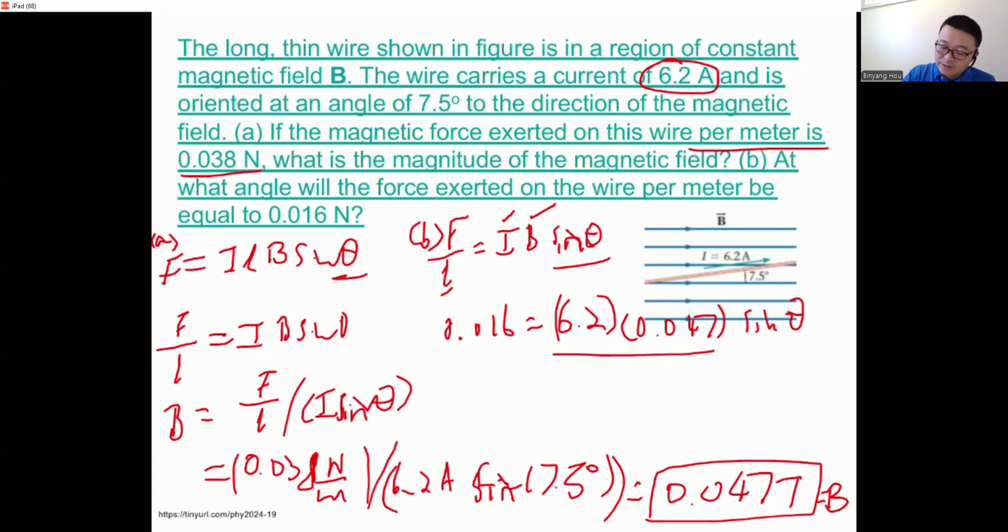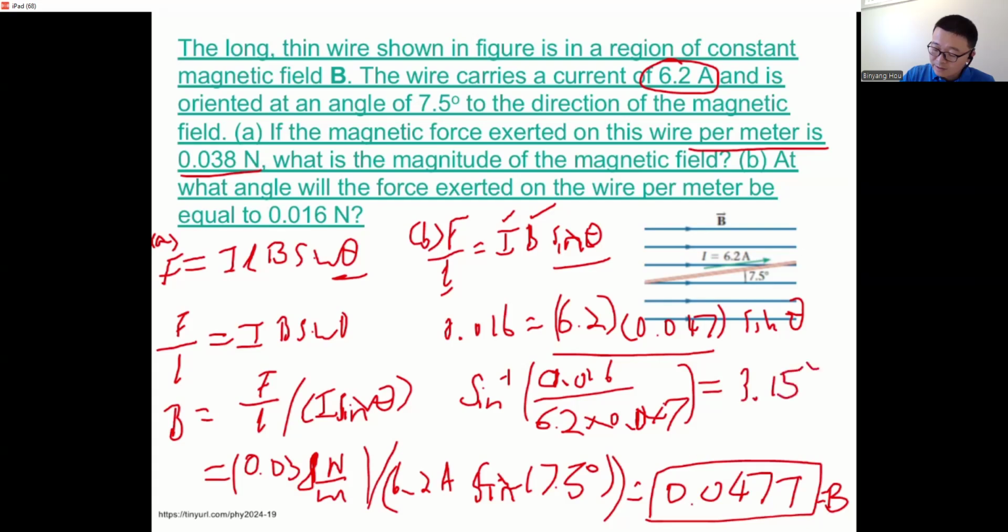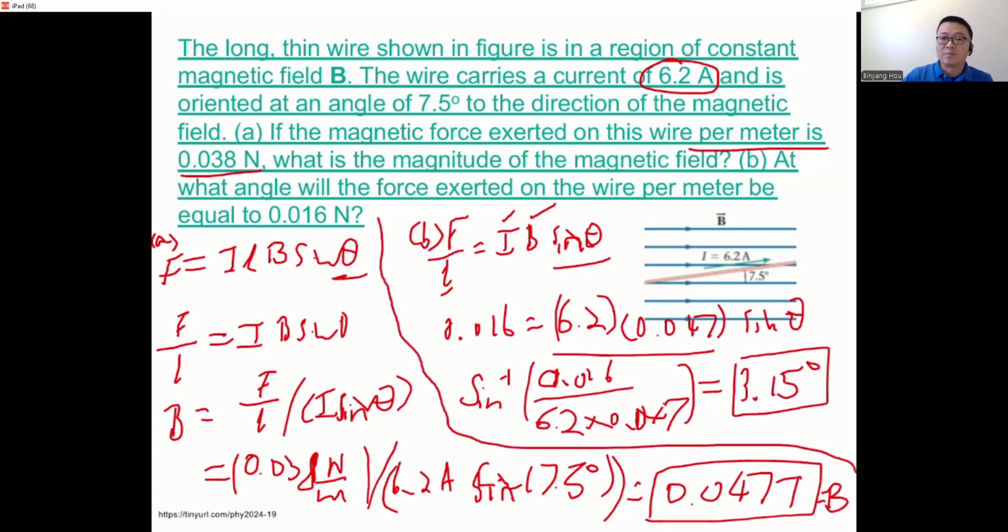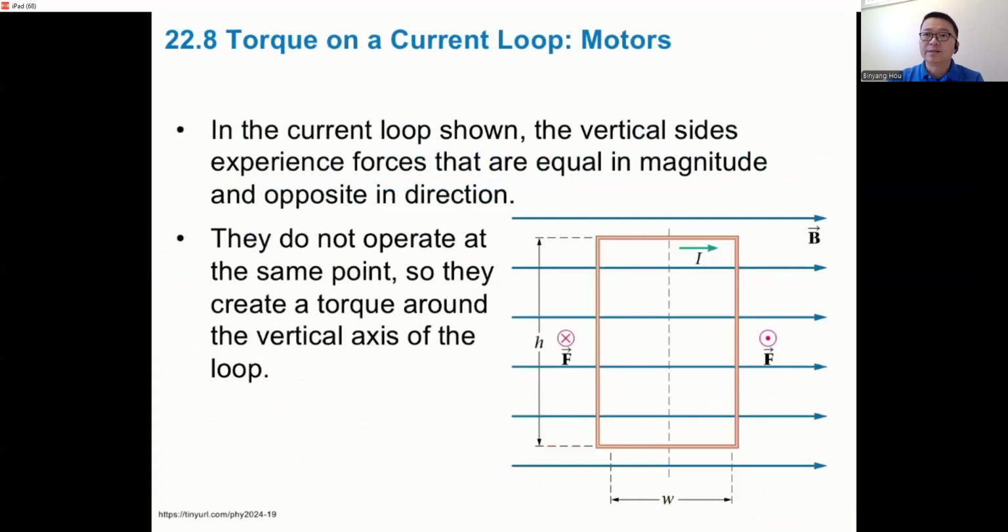So basically you'll do sine inverse of 0.016 over 6.2 times 0.047. Okay. All right, and that would be 3.15 degrees on that second part. Okay, so first part there and second part. Okay, so let's move on here.